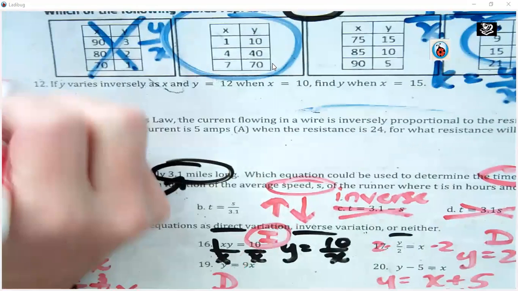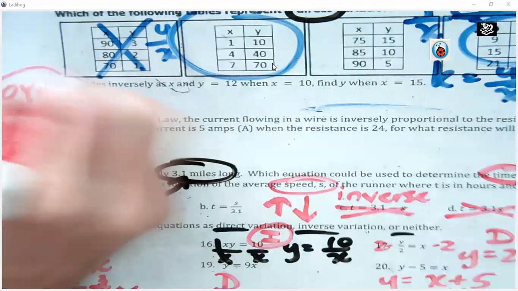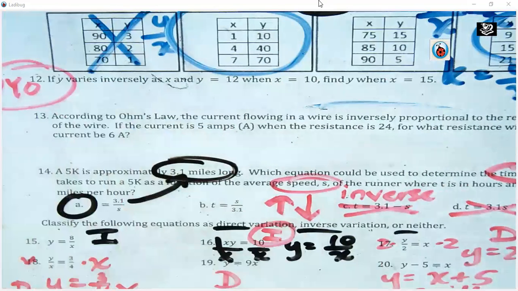All right, I'm gonna have you do 12 as your OYO. So you're doing number 12.